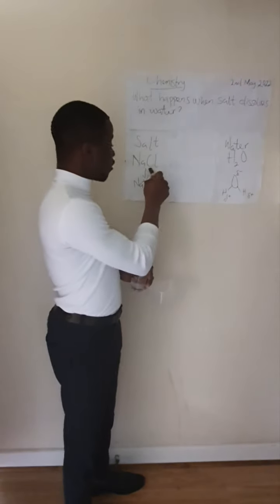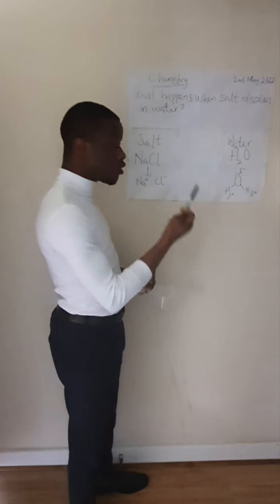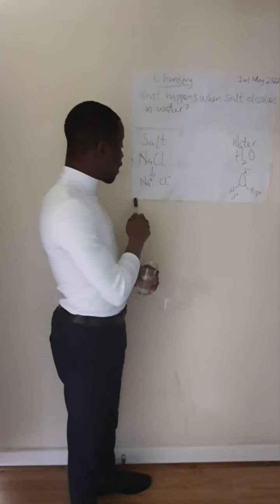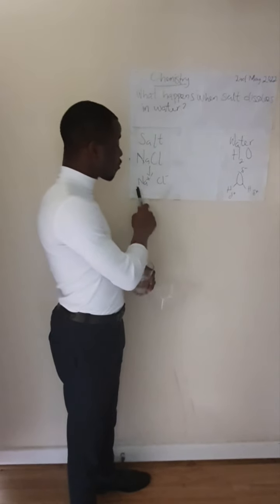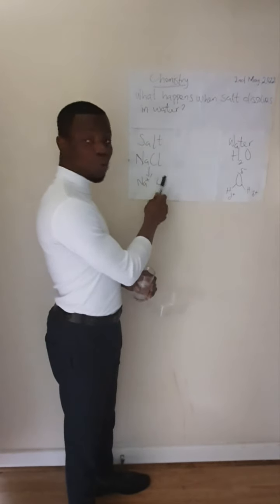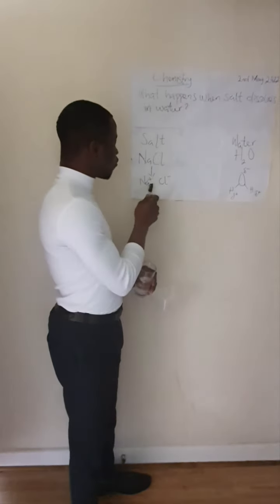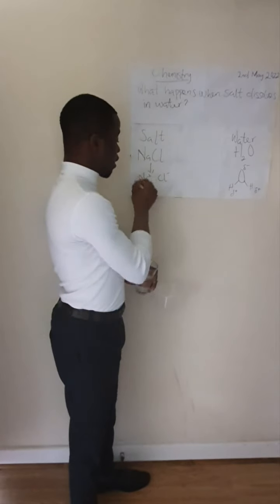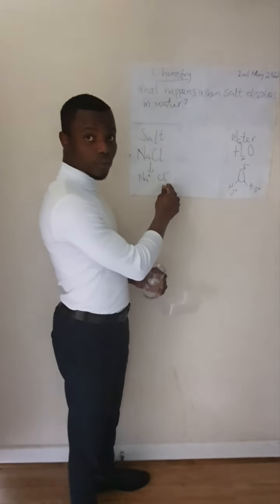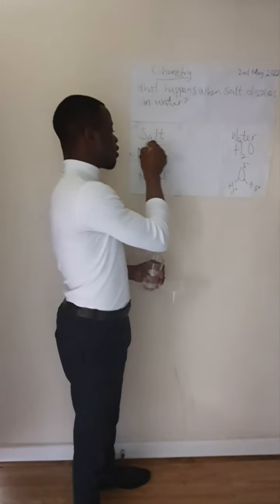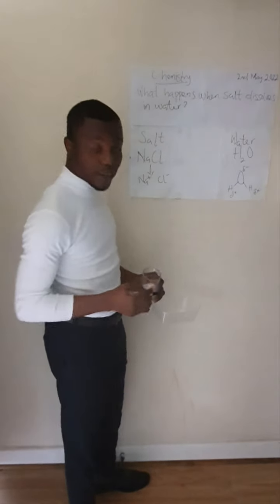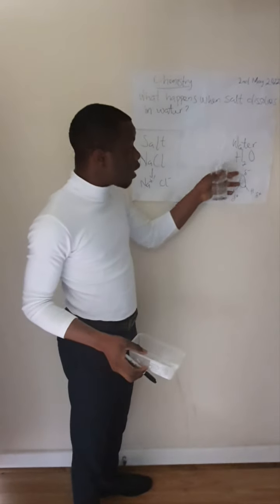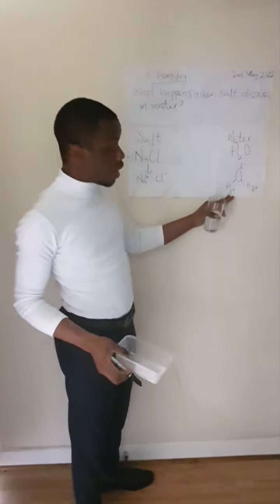Salt, NaCl, as a common salt, is an ionic compound, which means it is formed by the transfer of an electron from sodium to chlorine, leading to the formation of a sodium ion and a chloride ion. Of course, that is how we come about the formation of sodium chloride. And water is a polar molecule, like I said earlier.